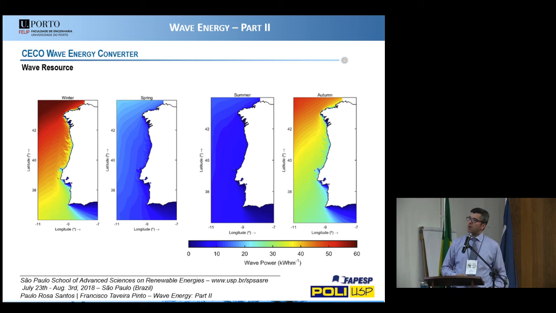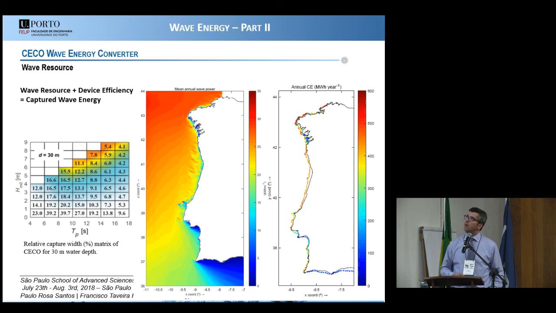Some studies were carried out to assess the wave resource on the Portuguese coast in the winter time. In the winter we have higher waves, so the resource is higher. Then spring, summer and autumn, so there is a seasonal variation of the wave conditions. And here is some assessment of the power production along the Portuguese coast.